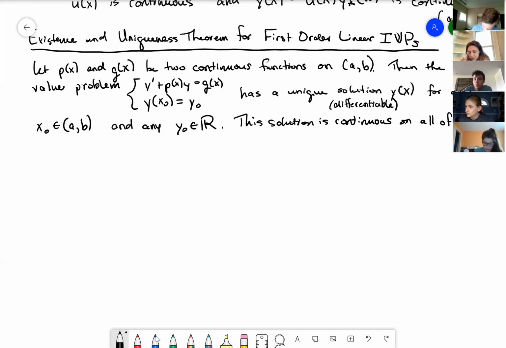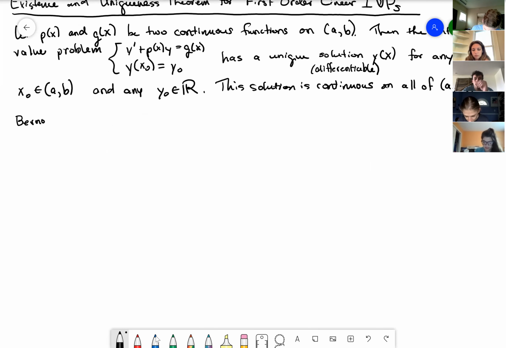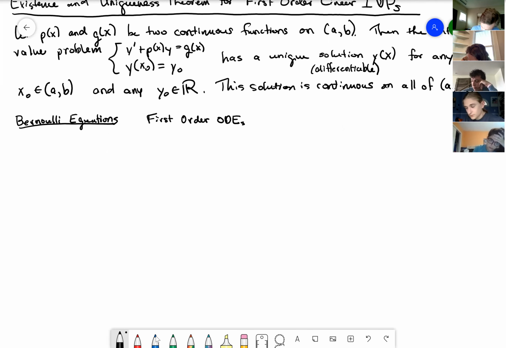So that's our next topic: Bernoulli equations. Okay, so these are special ODEs. These are first order ODEs. They are nonlinear, but their homogeneous version is linear.